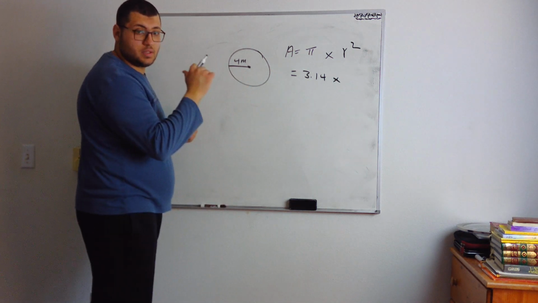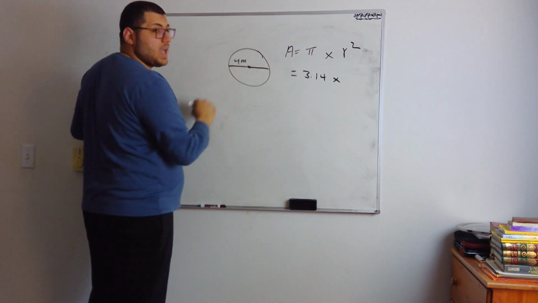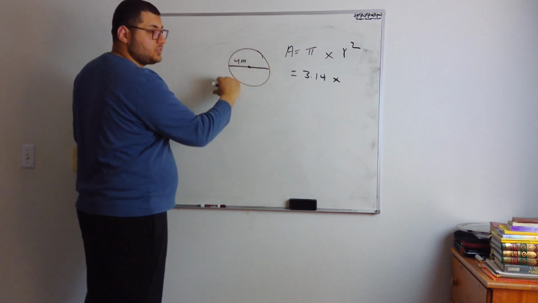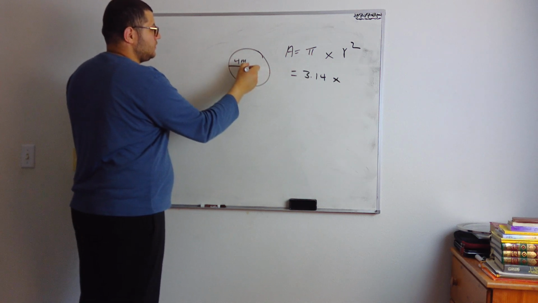In the previous example, it was the diameter, right? So we had to take half of the diameter. So it was 10. Half of 10 was 5. But this time we have 4. It's already there. We already have the radius. We don't have to do any calculations.